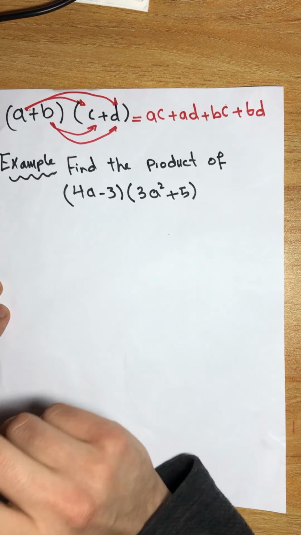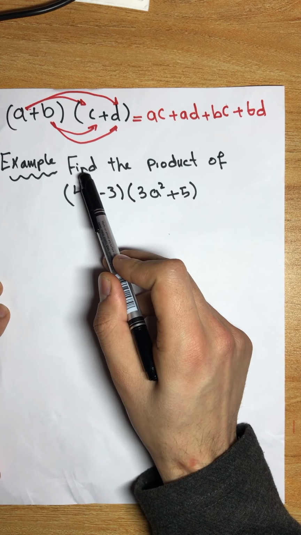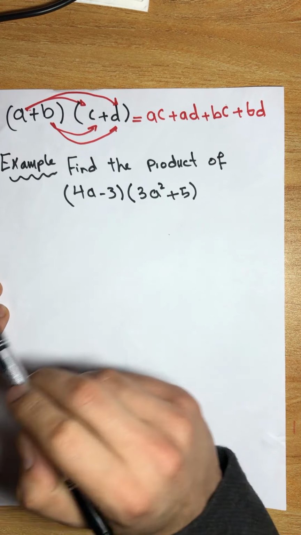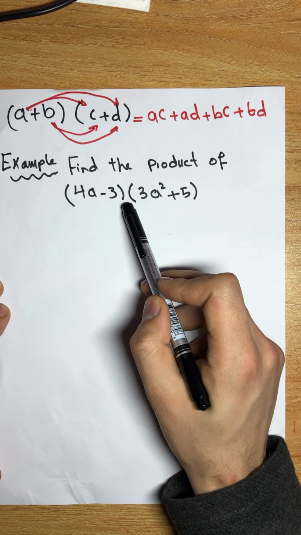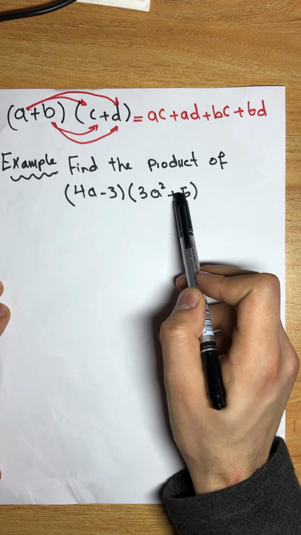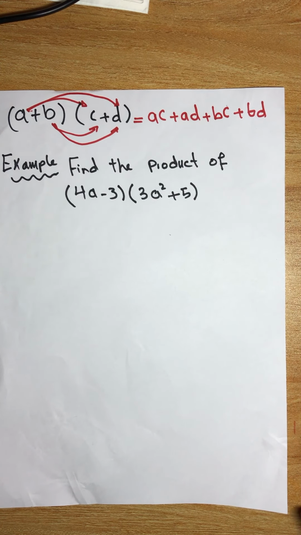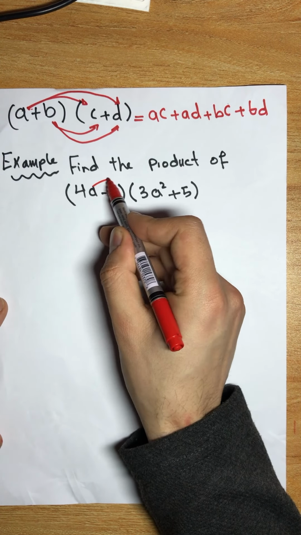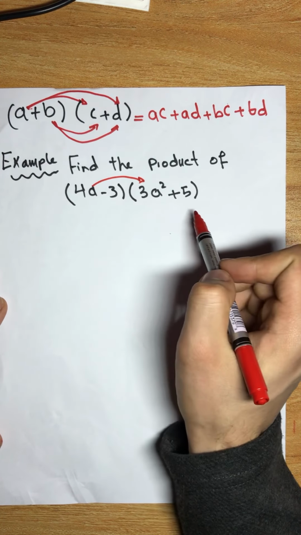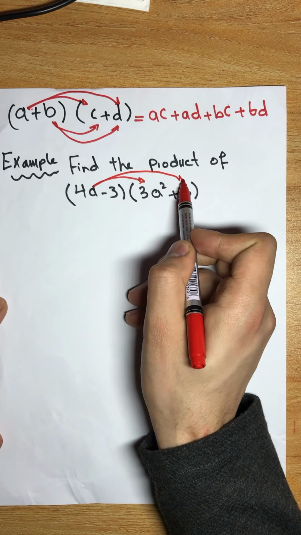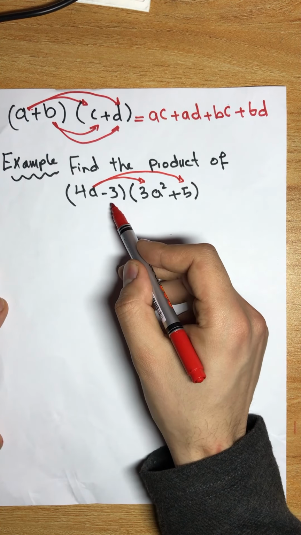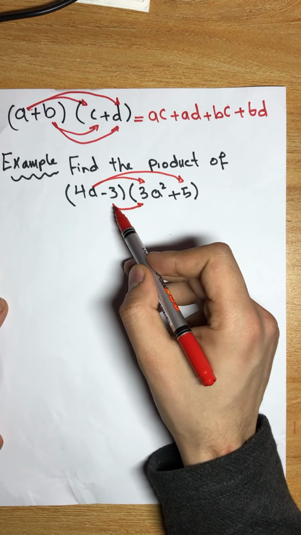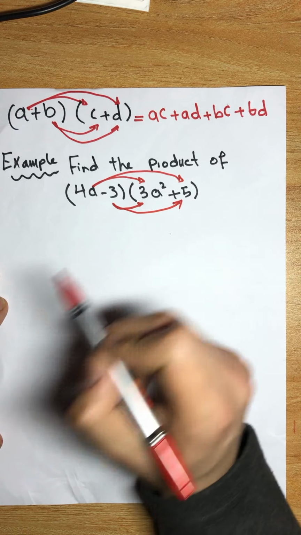Now let's do this example, and the question is find the product of 4a minus 3 between two brackets, and this is multiplied by 3a squared plus 5. Now the first step we have to do is to multiply 4a by 3a squared, and then 4a by 5, and then negative 3 by 3a squared, and then negative 3 by 5.